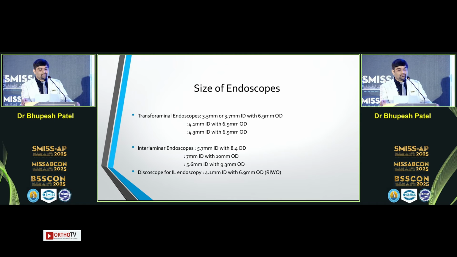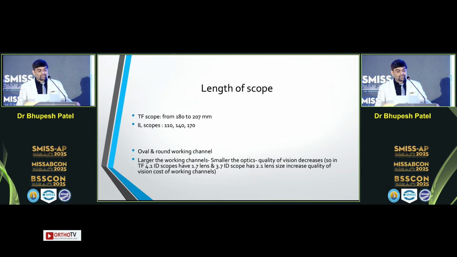The transforaminal scope is available in 6.9 mm outer diameter because of anatomical constraint. The inner diameter is up to 3.5, 3.7, 4.1, 4.3, depending on the company manufacturing the scope. Interlaminar scope outer diameter varies from 8.4 to 10 mm, or 9.3 in the Revo scope. Again, IDs vary from 5.7 to 7 mm or 5.6 mm. Revo also has a discoscope, a shorter scope for interlaminar endoscopy, with 6.5 mm outer diameter. Length starts from 180 to 207 in transforaminal scopes, and interlaminar scopes are 110 to 170. Oval and round working channels, all the different types are available.